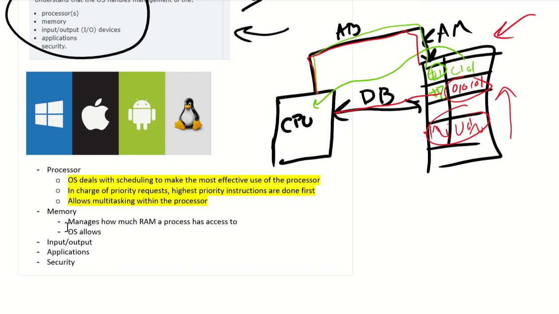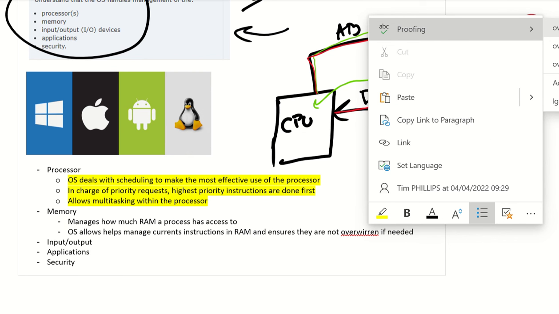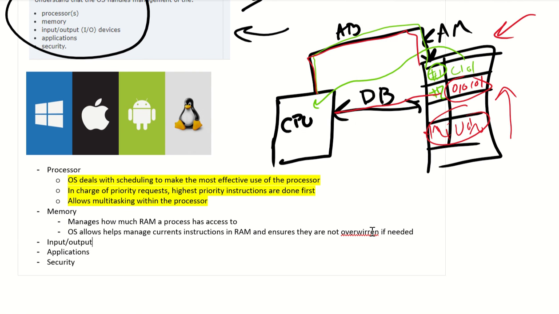So the OS also helps manage current instructions in RAM and ensures they are not overwritten if needed. So again, if you've got these instructions currently in RAM used for other processes, you don't want to get them overwritten. That would just be silly. So that's another thing it makes sure of, okay? So that's how the operating system helps memory, or RAM in this case.